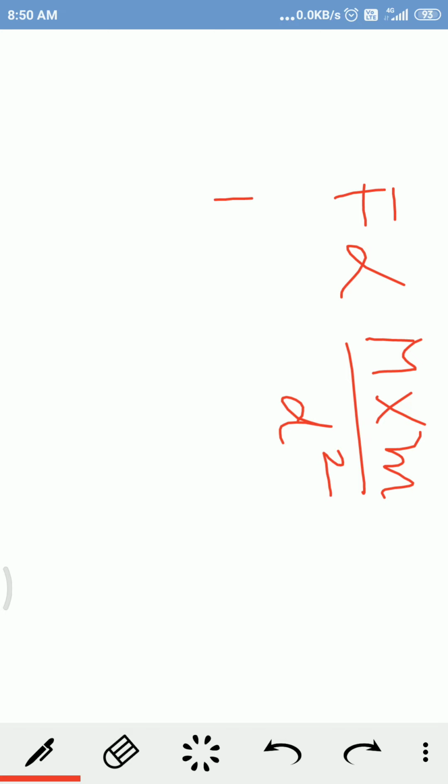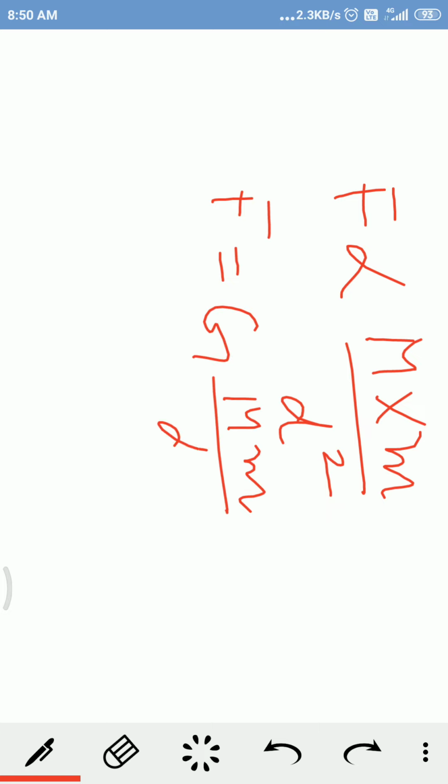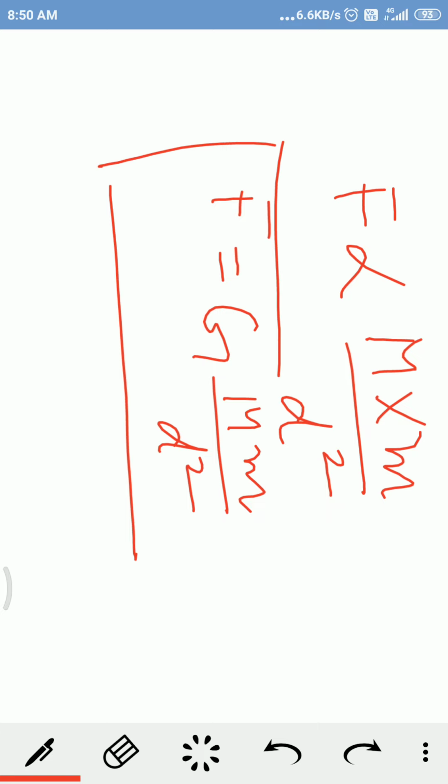Or we can write this expression as F equals G Mm upon d square. So it is the formula to calculate the force between two objects of the universe. So we should know the mass of both the objects and the distance between them.